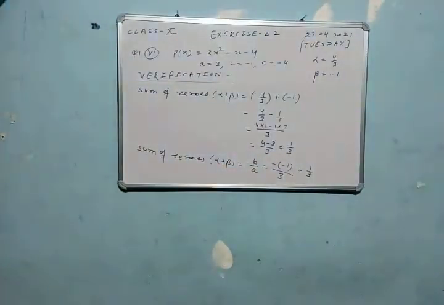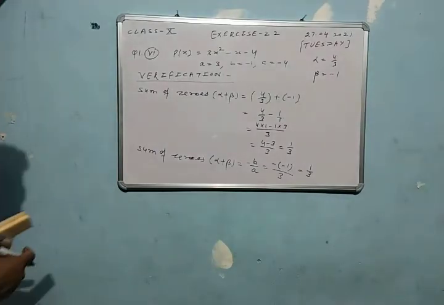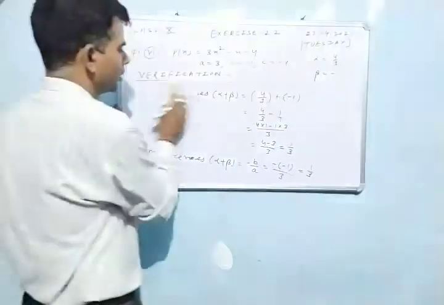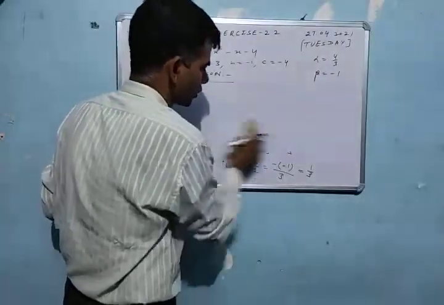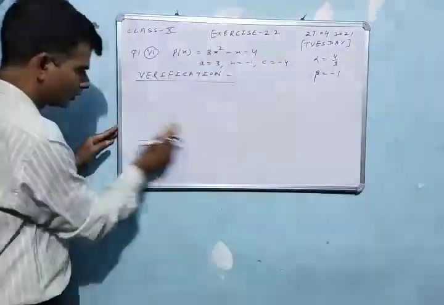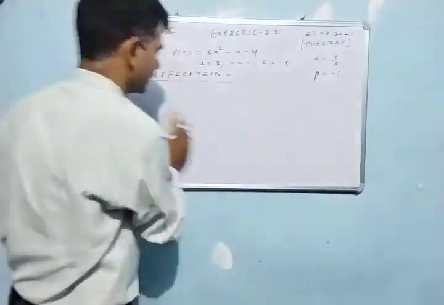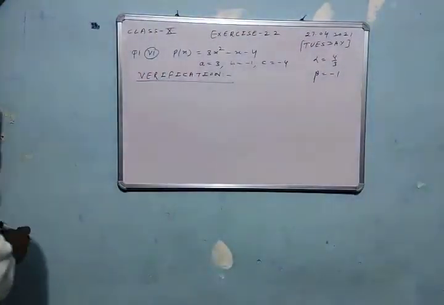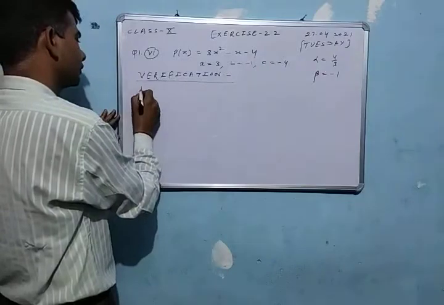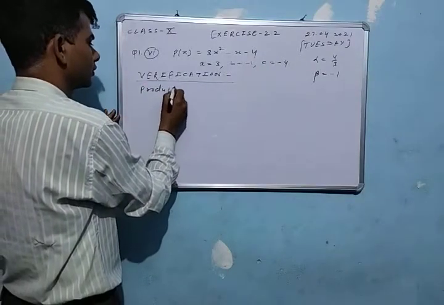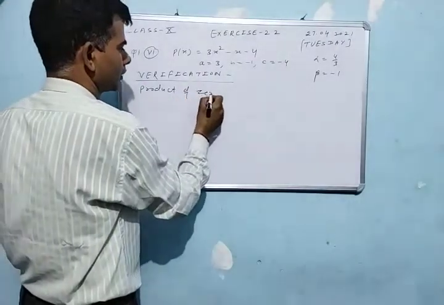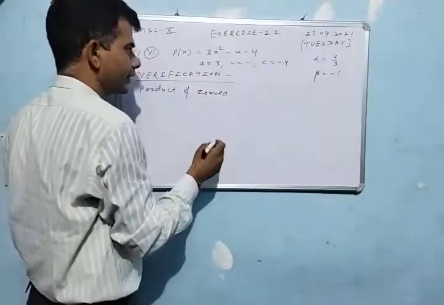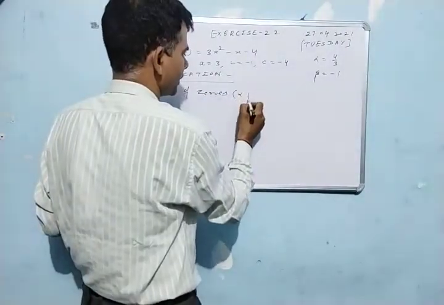Please note down it. Student, please note down it. Now student, next one is product of zeros. Product of zeros. That is alpha into beta.